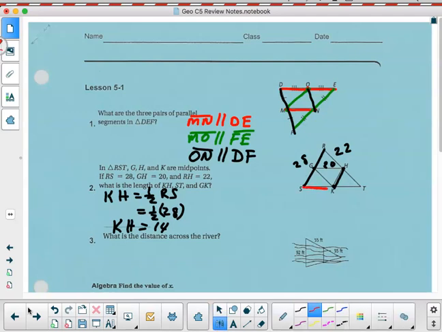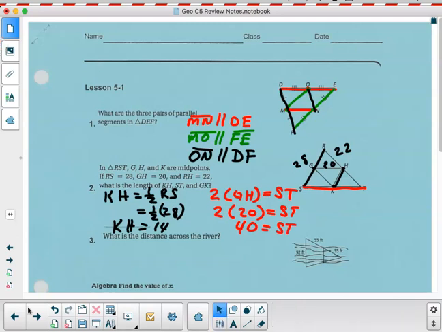Okay, the next one is ST. ST is twice as big as GH. So if I take 2 times my GH, I will get ST. I know that GH is 20, so I know that ST is 40.